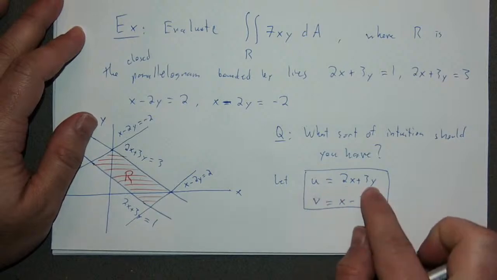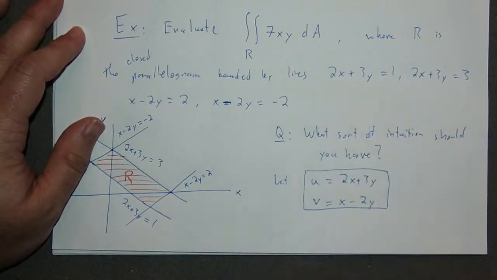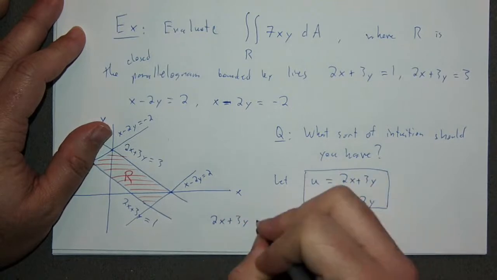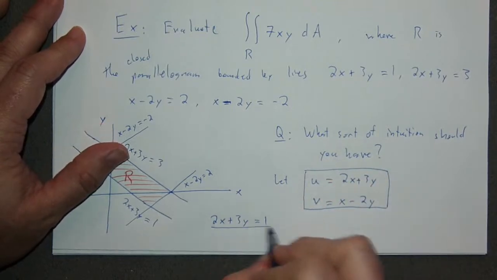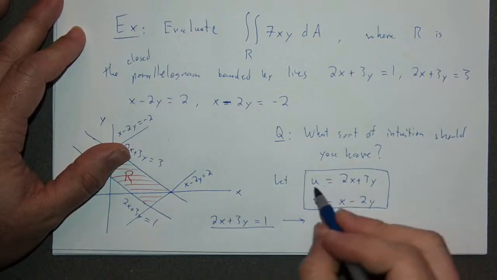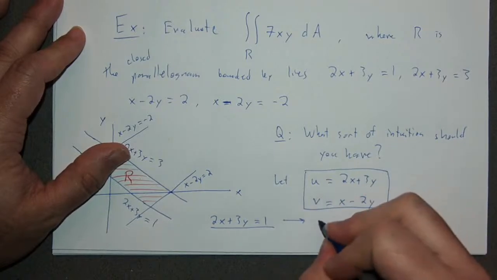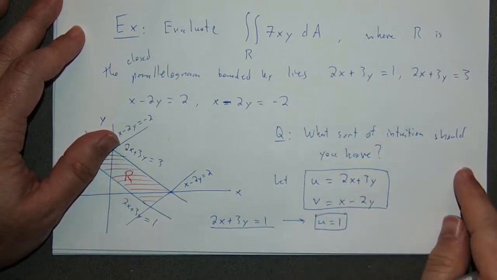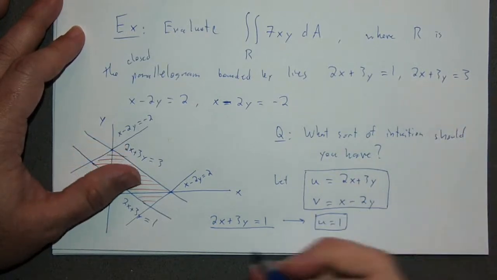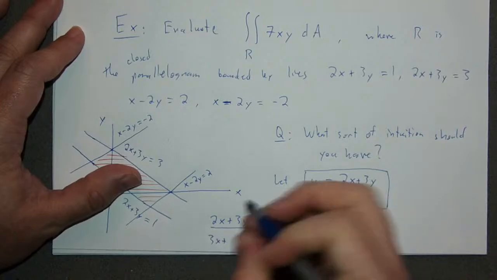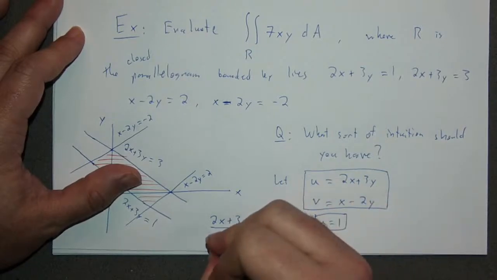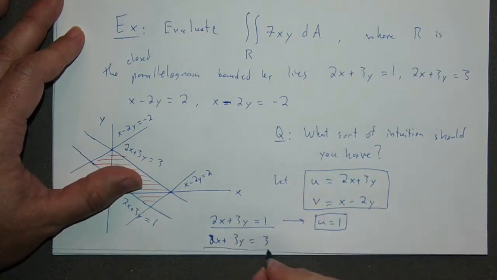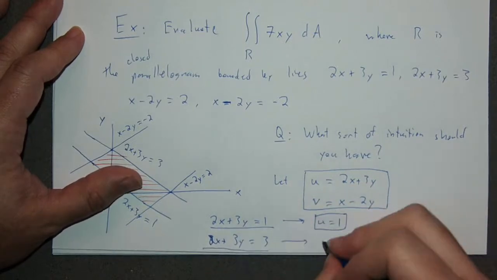So if u is 2x plus 3y, this becomes what? Right? So 2x plus 3y is equal to 1. That piece becomes what? Since u is 2x plus 3y, this becomes u is equal to 1. 2x plus 3y is equal to 3. What does that become? That becomes u is equal to 3.